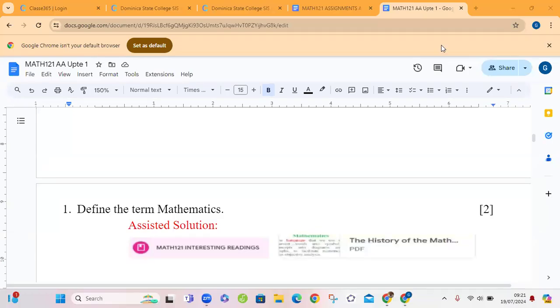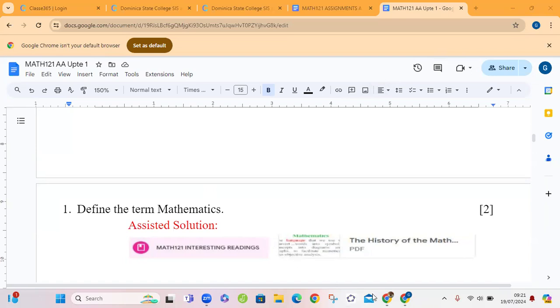Here, this question is asking for a definition of the term mathematics. And here for assisted solution, you can get an answer in this portal here. So let me give you directions as to where to get this answer.